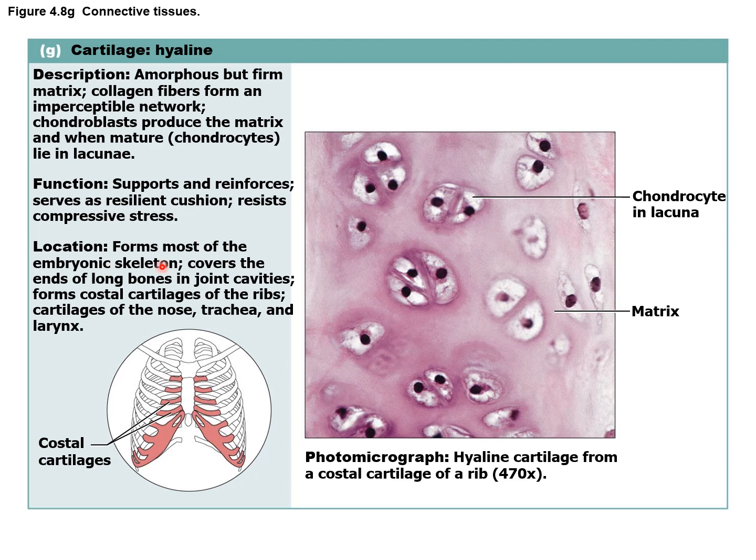Your embryonic skeleton is not bone, it's actually hyaline cartilage. The ends of your long bones in your joints is hyaline cartilage. Also, we find it in costal cartilage, which is rib cartilage. Your nose cartilage, your trachea or windpipe cartilage, and your voice box, your larynx, is also hyaline cartilage.